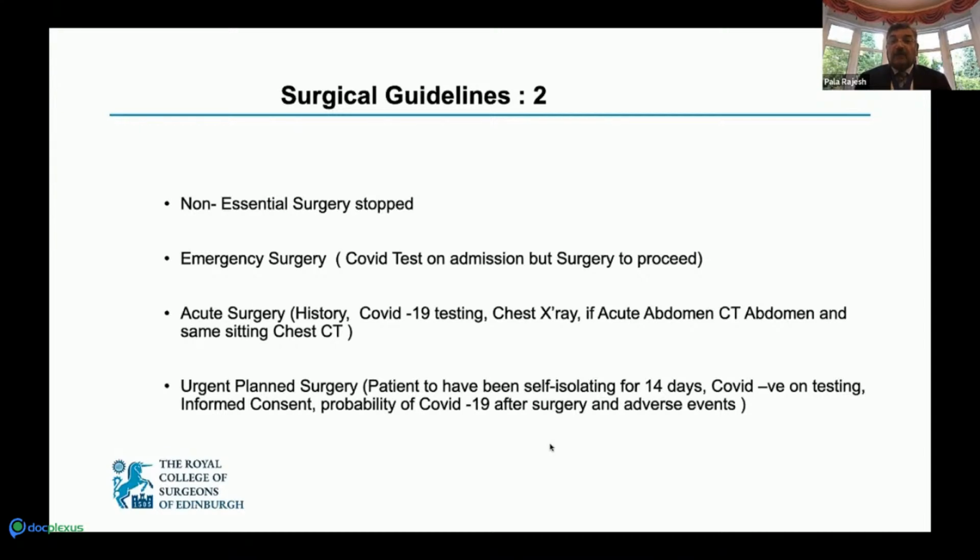As far as urgent planned surgery were concerned, patients were phoned to their residences and asked to self-isolate for 14 days. They had to be COVID negative. And as Mike alluded to earlier on in his talk, informed consent was extremely important. The probability of COVID after surgery was discussed along with its adverse events with the patients and the family.